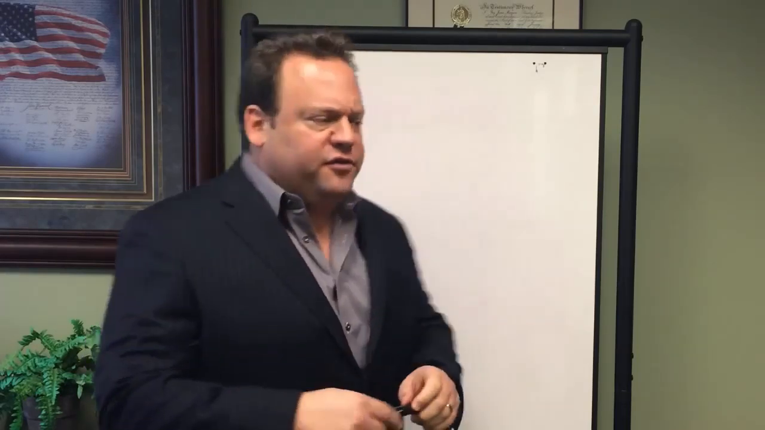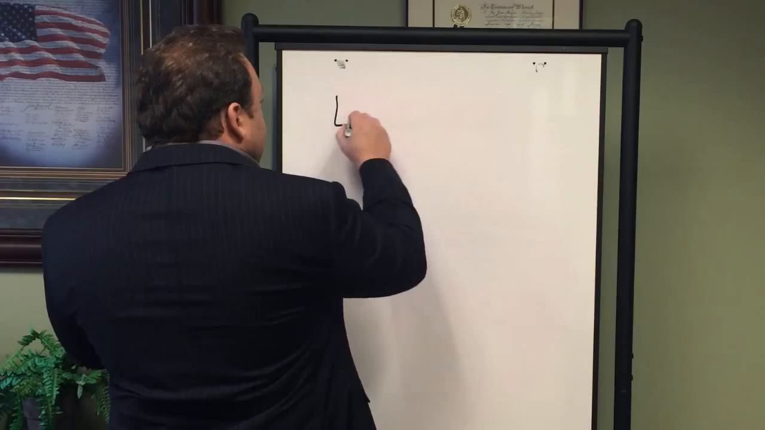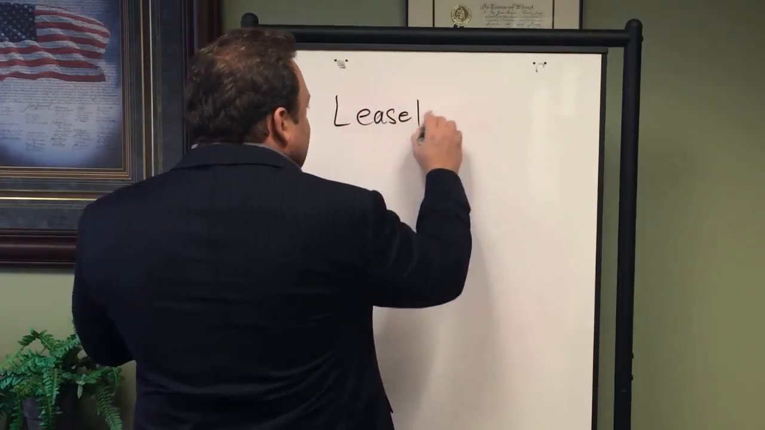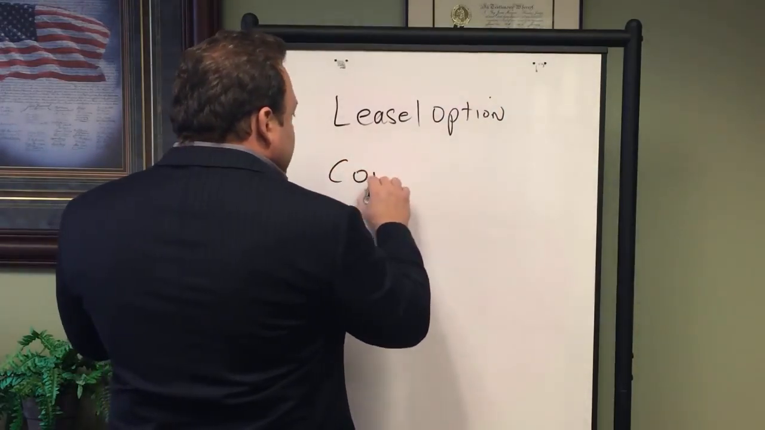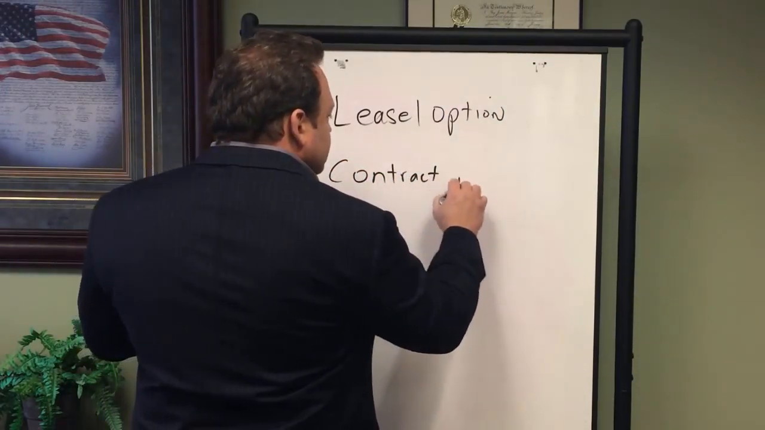Lease option, lease purchase, rent to own, all the same animal. Contract for deed, installment land contract, agreement for deed, bond for title, all the same animal. So basically we have two different things, and we'll call one a lease option, or lease with option, and the other one we'll call a contract for deed.